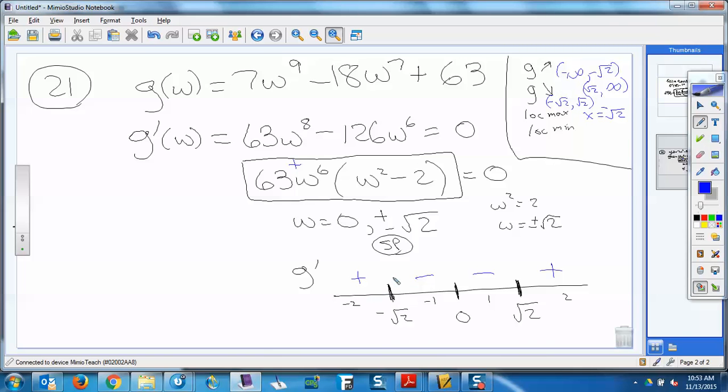Local max where? -√2. Now, again, you're probably going to have to justify that one. So what I said yesterday, G prime is changing from positive to negative, so therefore G is changing from increasing to decreasing. That's why it's a local max. But you got to have that G prime, G connection there in your explanation. And then local min would be the same thing. Local min here, because G prime changes from negative to positive, so therefore G changes from decreasing to increasing.